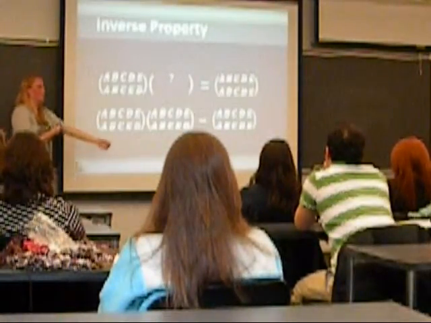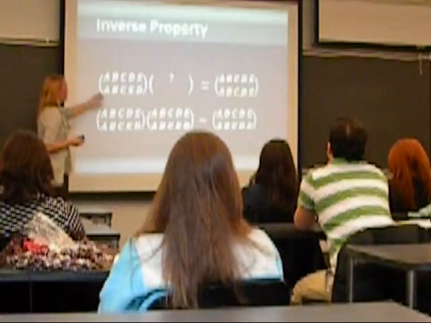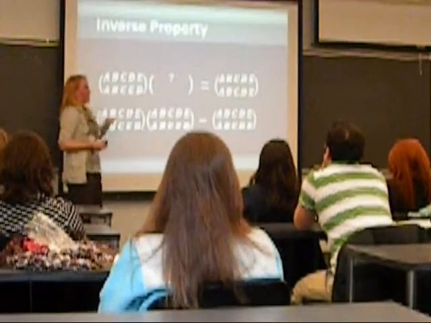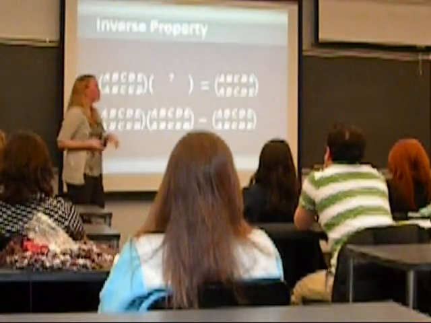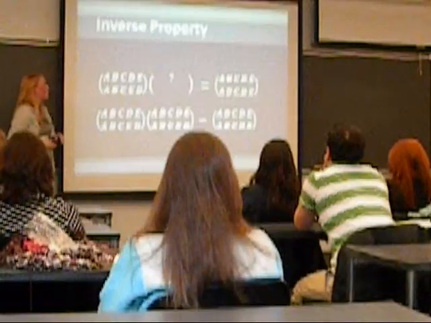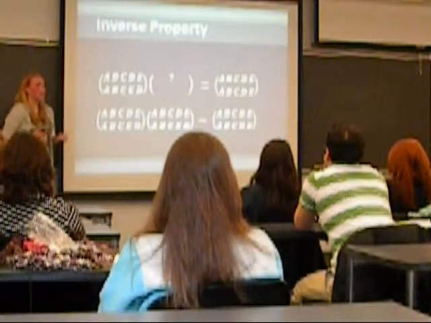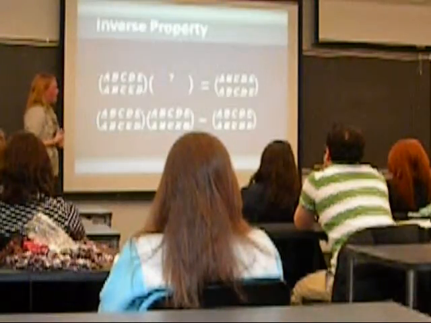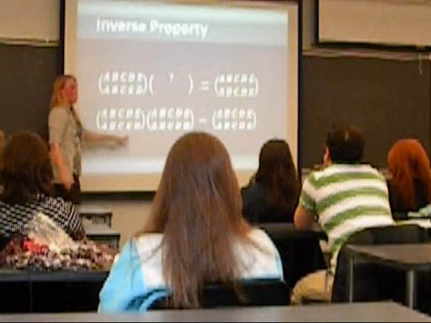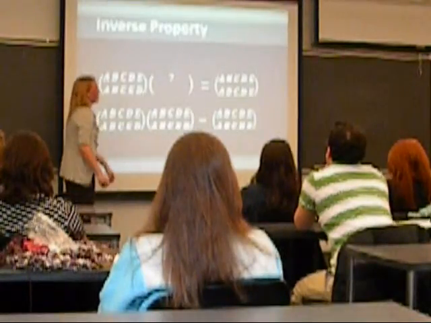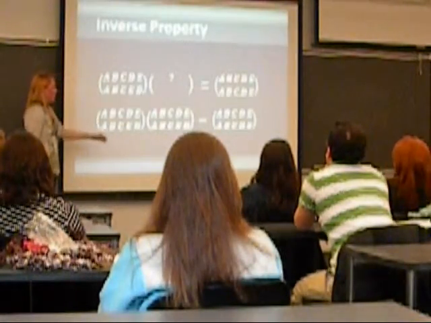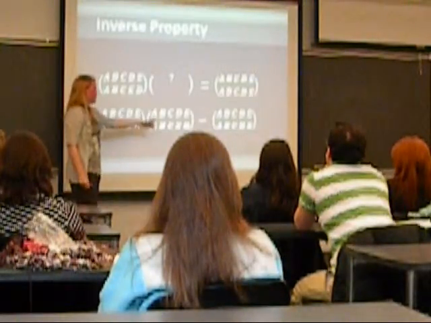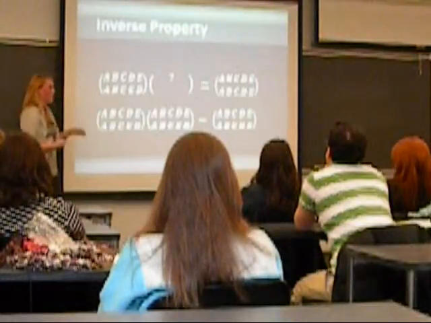Next is the inverse property. We want to see what permutation we can combine with another permutation to get the identity element. So if we take A goes to A, B goes to B, C goes to C, D goes to E, and E goes to D, what can we combine it with to get the identity element? And it turns out that if you combine it with itself, you get the identity element. A goes to A goes to A there, so A goes to A, B goes to B, C goes to C, and so on.